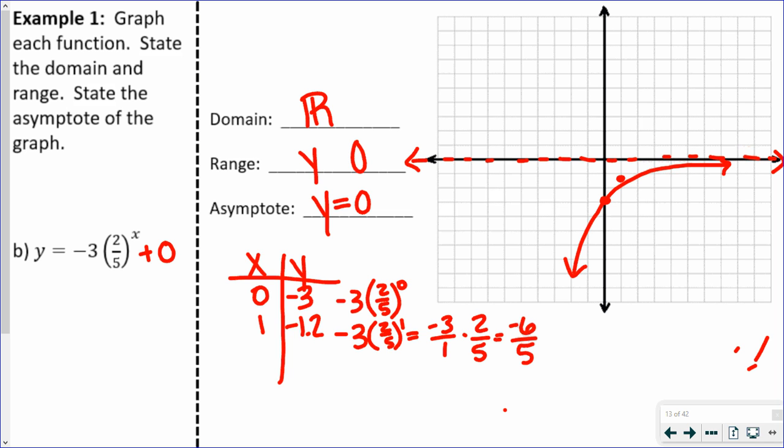Now, the reason why this one is flipped from the parent function is because we have that negative in front. So remember that negative value in front, we'll flip it here. So then that means this will be y is less than 0 because we're using all the y's below the asymptote. Remember, it's never equal to, so it's not less than or equal to or greater than or equal to because it never touches the asymptote.